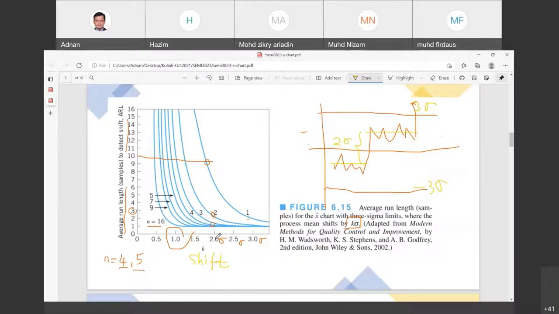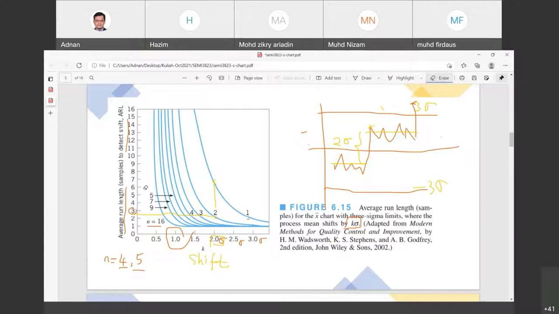So meaning that this line, the shift is 2 sigma. So what I'm comparing is, if I use n equal to 2, I will need more than 2. If I use n equal to 2, the first time I detect will be a point which is 2.5 here. There will be something there. On average, consider it's quite fast. But if you use only n equal to 1, you will detect only after this point.